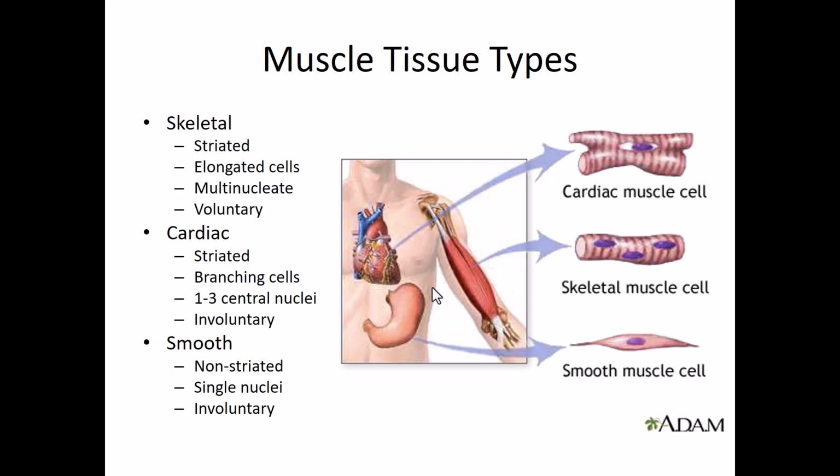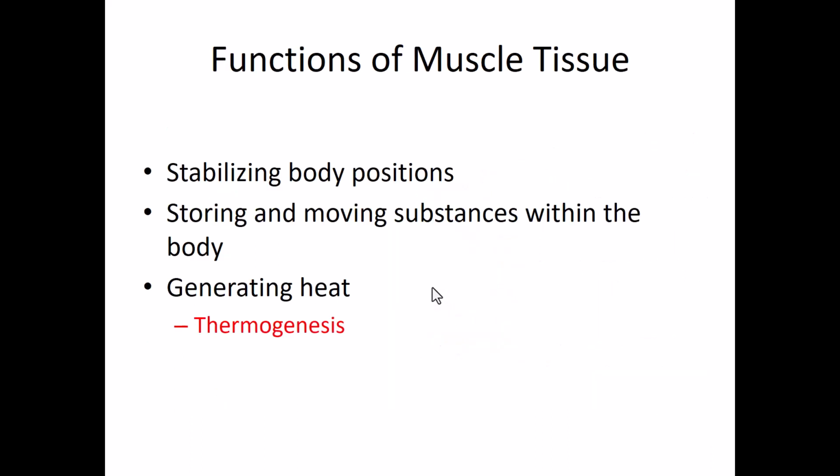It's controlled by the somatic nervous system, and it attaches to the skeleton. Cardiac muscle is in the heart. This is involuntary. Smooth muscle is located in the walls of internal organs such as digestive organs and blood vessels. They are small cells, and they are also involuntary, controlled by the autonomic nervous system.